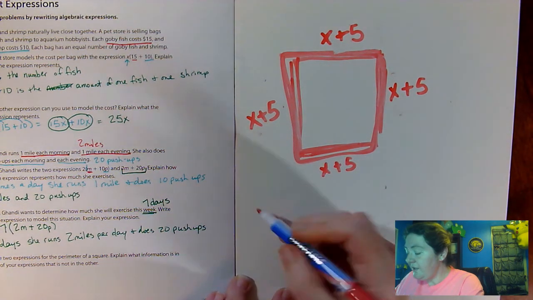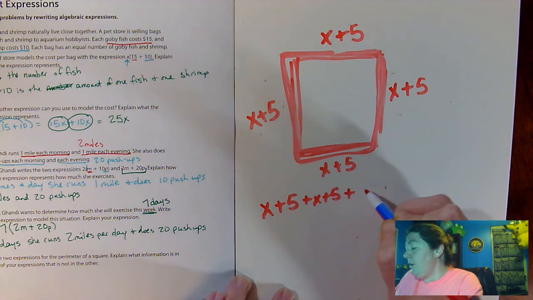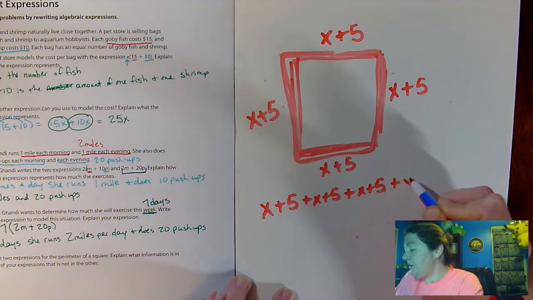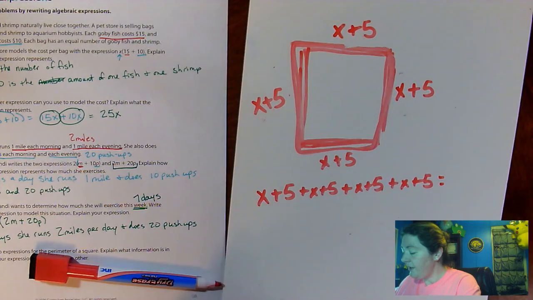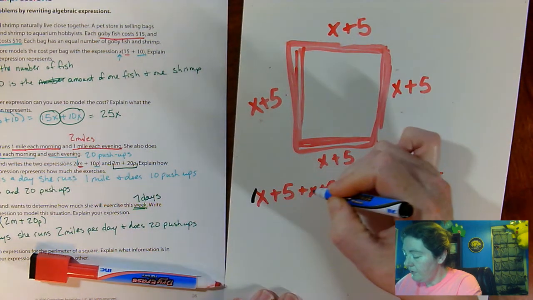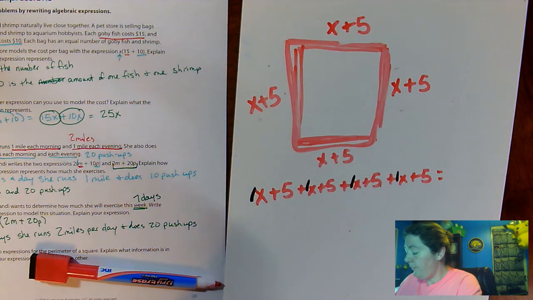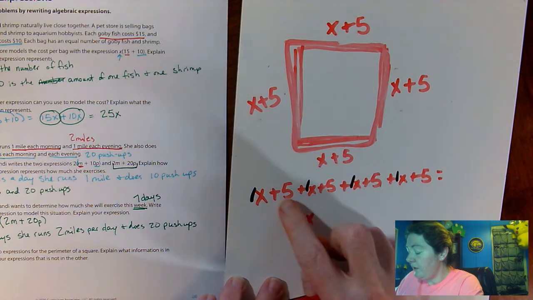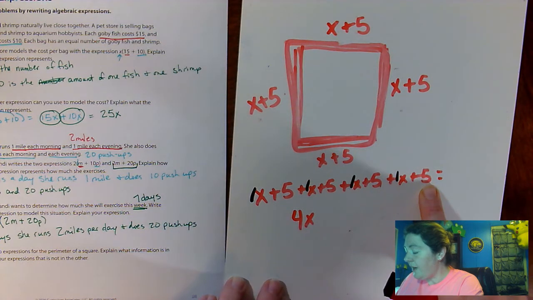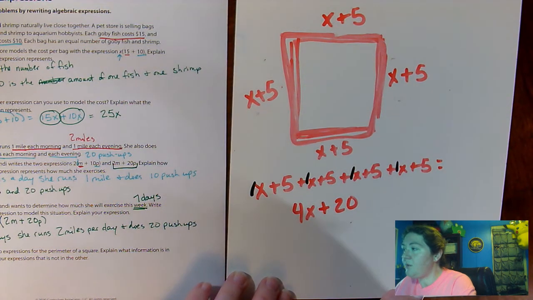So one way I can say this is x plus 5 plus x plus 5 plus x plus 5 plus x plus 5. And I know all of my x's have an invisible 1 in front of them. So I've got 1, 2, 3, 4 x's. 1, 2, 3, 4 5's. It's going to be 5, 10, 15, 20. So I can shorten that to 4x plus 20.